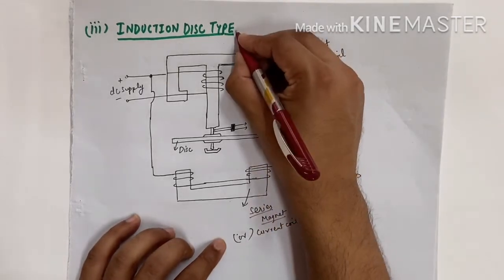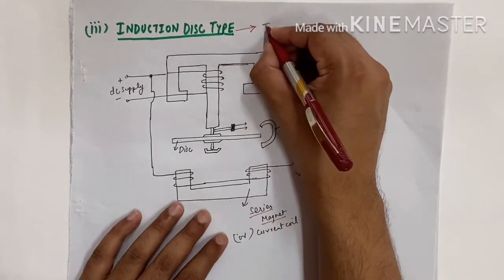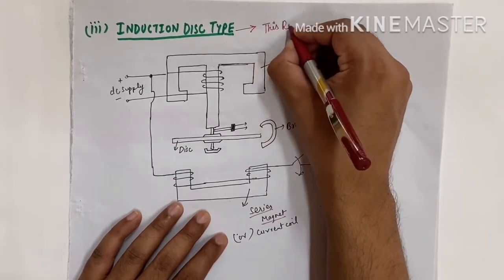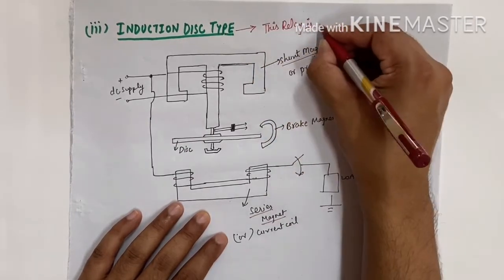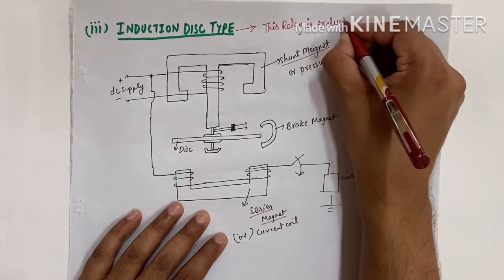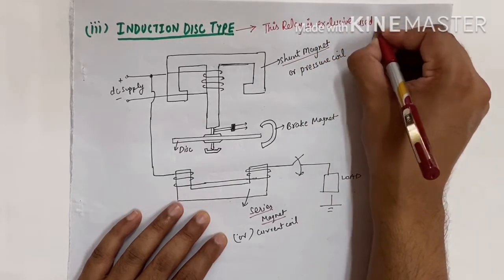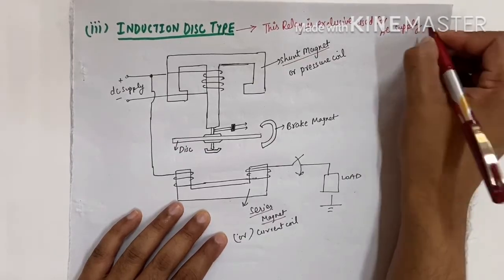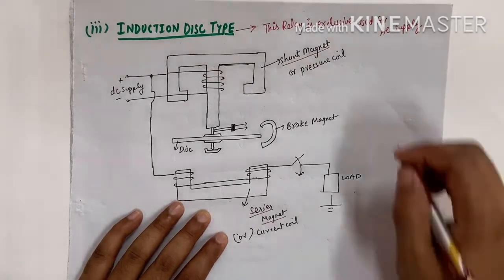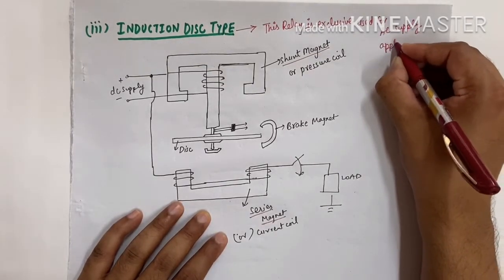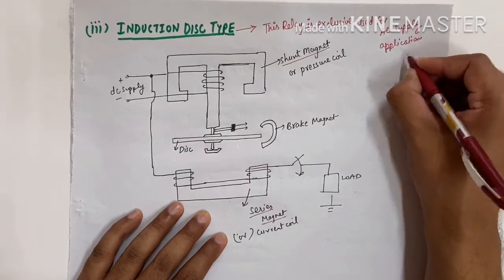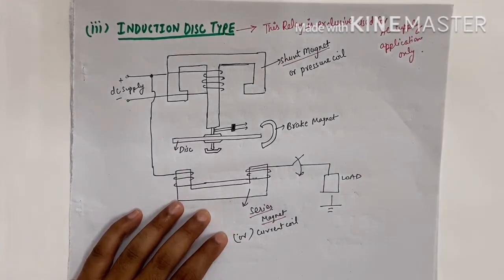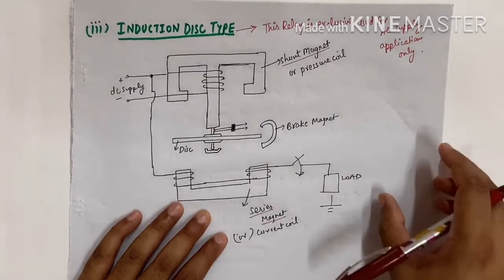Okay, so you have to write one more point. This relay is exclusively used for AC supply application only. Now write the key points that I have explained here. Okay, one by one you have to write the points here.